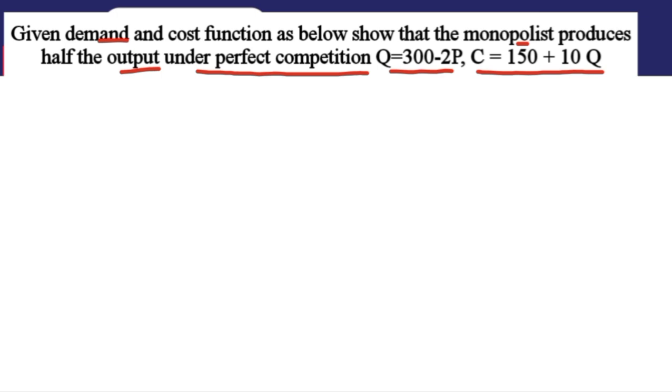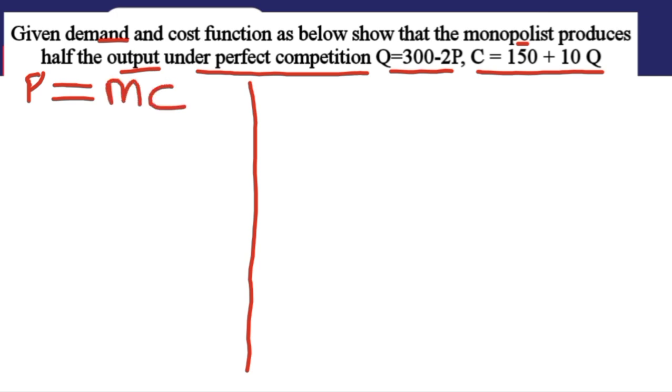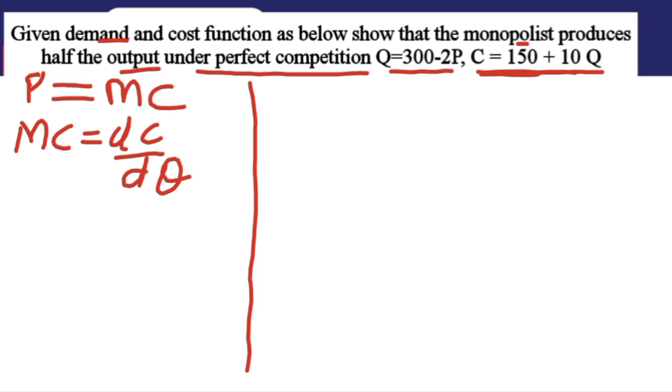We know in case of perfect competition, the condition for profit maximization is that we equate price with the marginal cost. Okay, so we are being given the total cost function here. So what will be the marginal cost? Marginal cost is simply the derivative of the total cost function with respect to output.